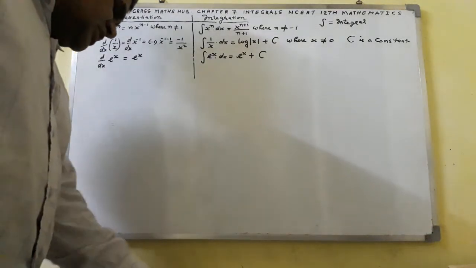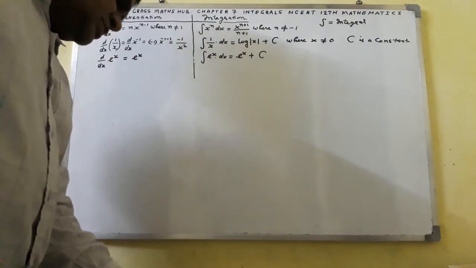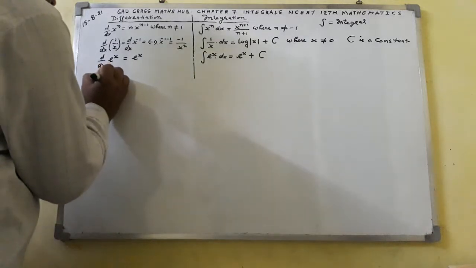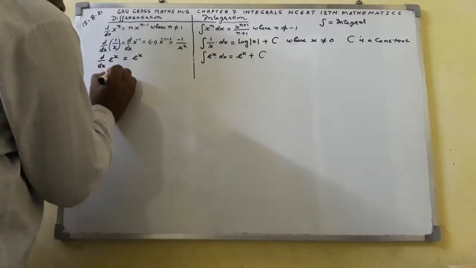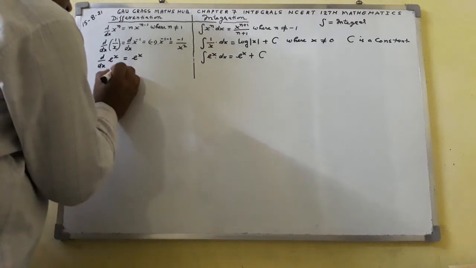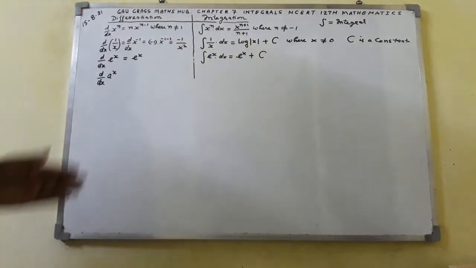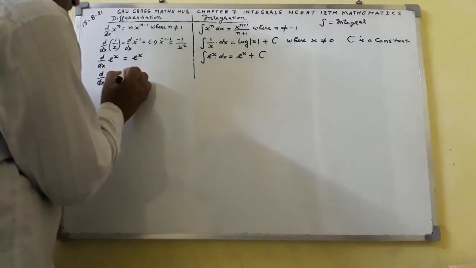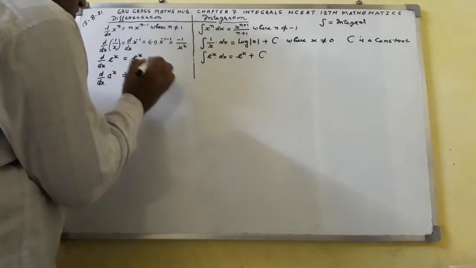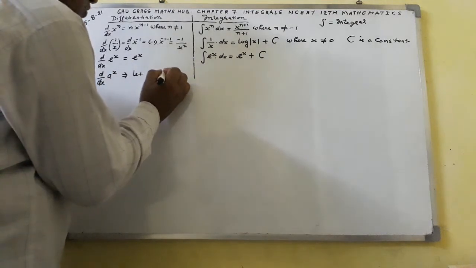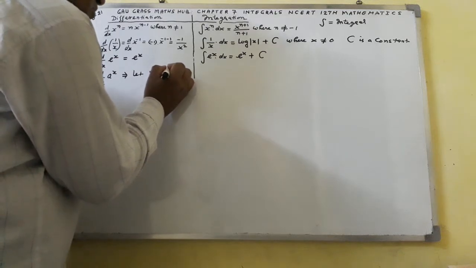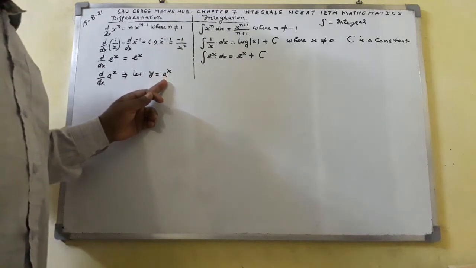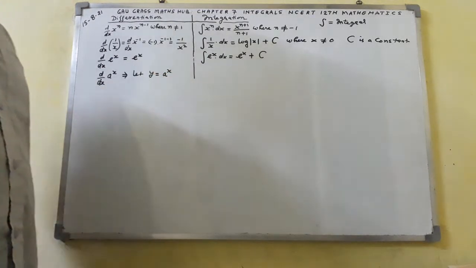Now next formula I shall take here, d over dx of a raised to power x. This is the question. So here I shall write, let y equal to a raised to the power x. Here y is a function, a is a constant, x is a variable.